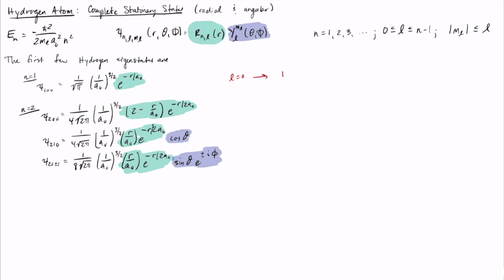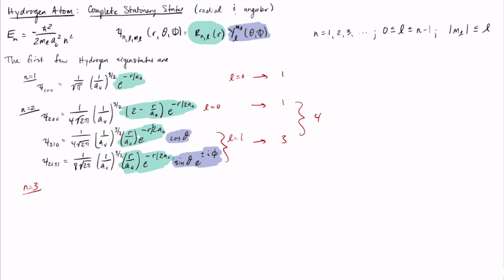For n equals 2 now we have two possibilities. So we either have that L is equal to 0, and this gives us one state, or we have that L can also be equal to 1. And because this is one state here, and this is two states, we know that there are 2L plus 1, or three possible states for the L equals 1 spherical harmonic. And so that means that in total, we have 4 possible eigenstates at the n equals 2 energy level.